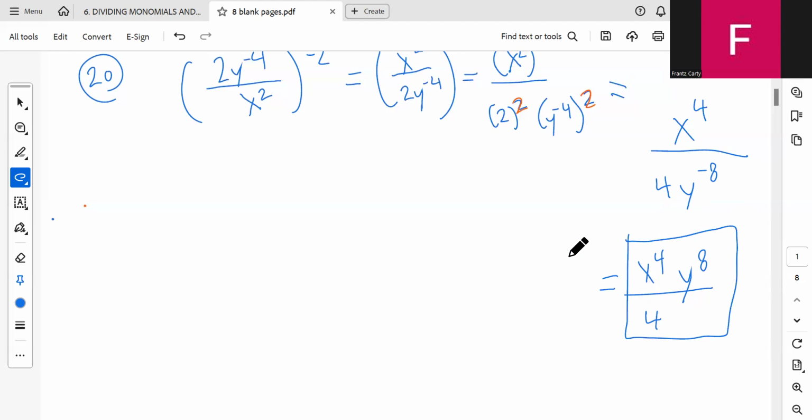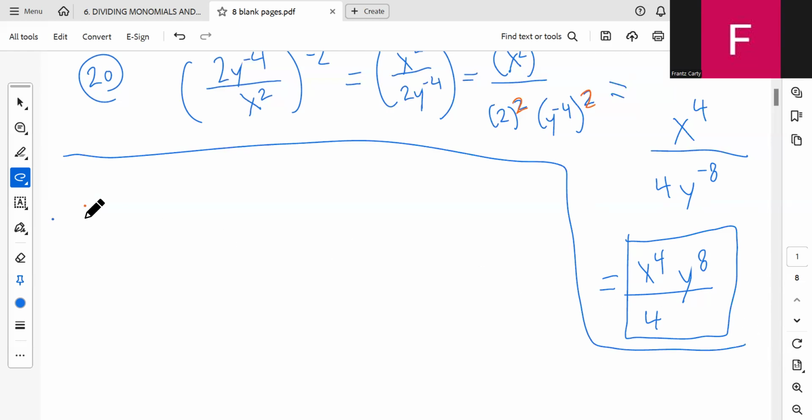Questions? All right, last one, and then we practice. Last one is 22. 22 is going to be 2y squared over x to the fourth, y to the 0, all to the negative 4.